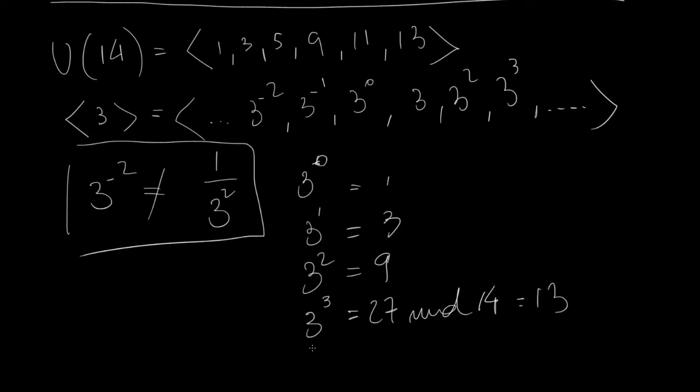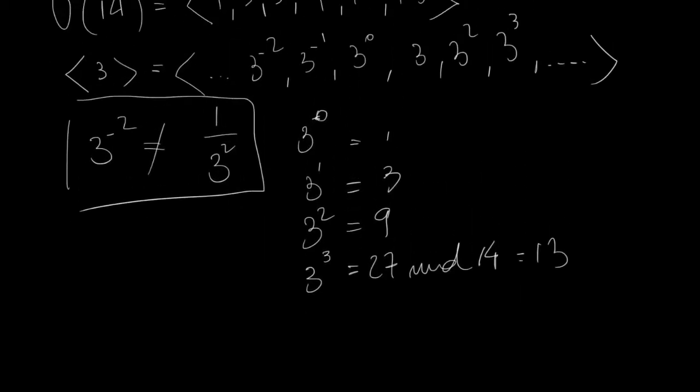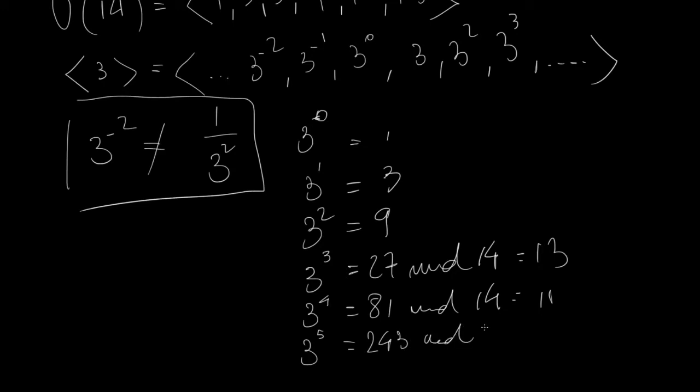And then we have 3 to the fourth power is equal to 81, mod 14 is equal to 11, and then 3 to the fifth power is equal to 243, mod 14 is equal to 5.